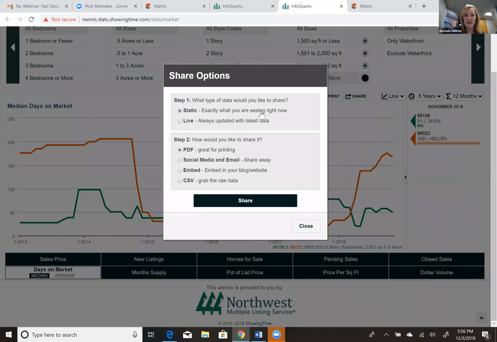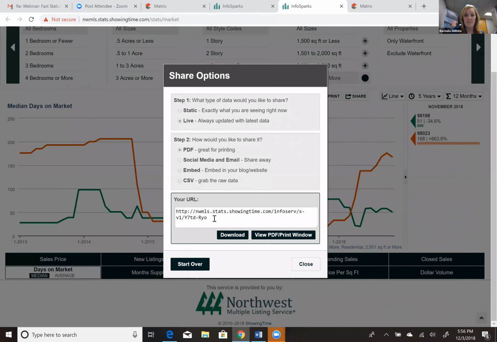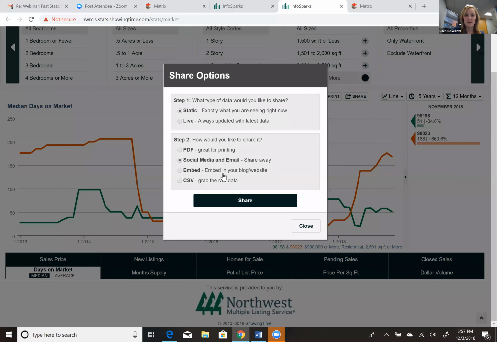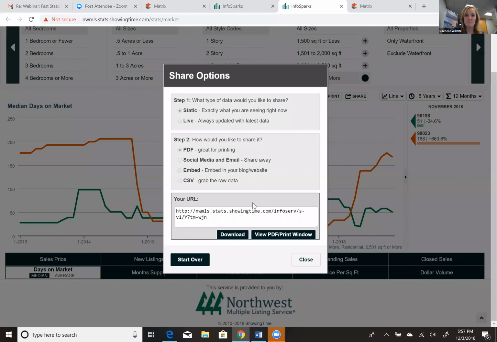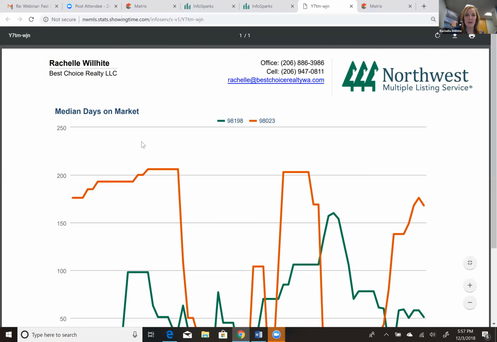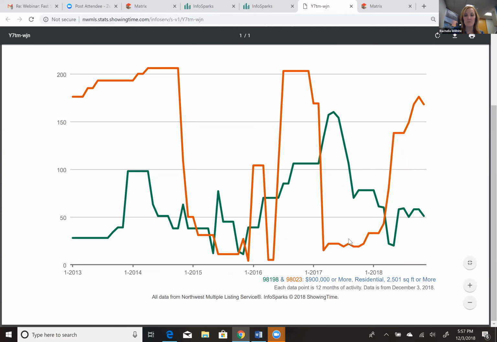Static would be exactly what you're seeing now, but you can't do a live. I guess you can do a live right now in PDF and share, and that's your URL, and you can download or PDF it. Or static, again, we're up in the share button. I could static right here, share PDF, download, view PDF, and it puts it into a nice, easy to print graph. It has my name, my office number, and the Northwest MLS. So it's data that's coming directly from the MLS.